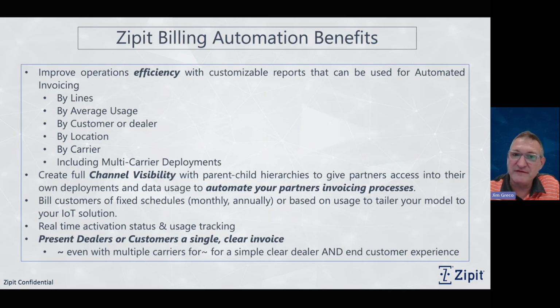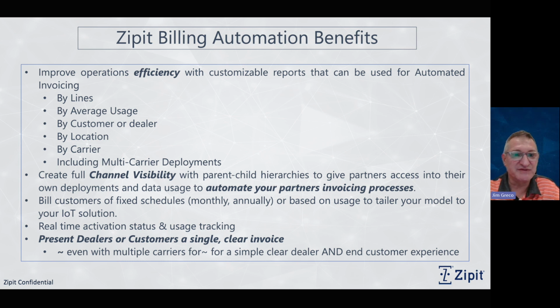And so here are some of our benefits of Zipit's billing automation capabilities. Certainly, we improve the overall efficiency with customized reports that can be used to invoice or automate invoicing processes. Like I said, either by lines, by average usage, by customer, by dealer, by location, by carrier, including multi-carrier deployments. Create full channel visibility with parent-child hierarchies to give partners access into only their end customers and their deployments, while the OEM has access to all the data across all their distribution channels.